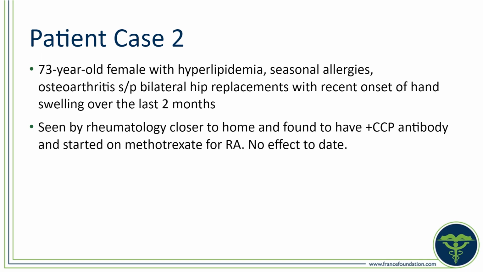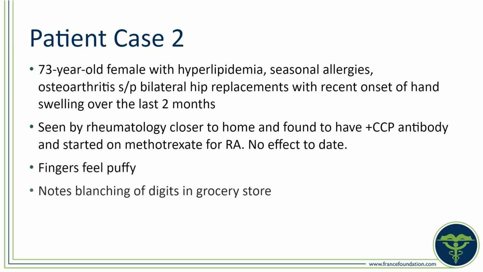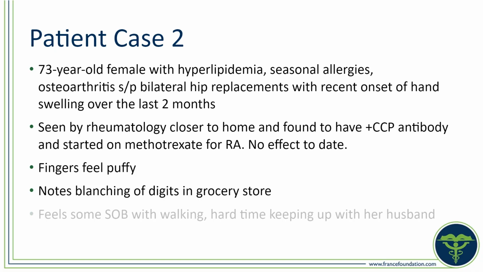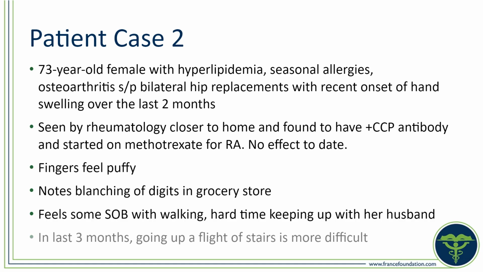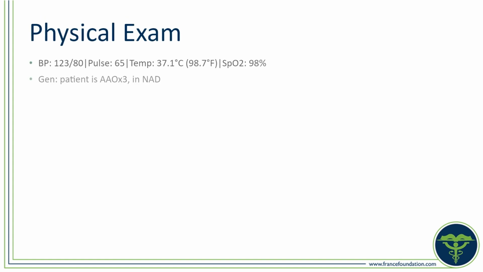She's also found that her fingers feel puffy and she has blanching of her digits when she goes to the grocery store. She's also having some shortness of breath with walking, having a hard time keeping up with her husband. And in the last 3 months, going up a flight of stairs is more difficult. Let's review her physical exam. She has a normal blood pressure of 123/80 with a pulse of 65. She's afebrile and satting 98% on room air.